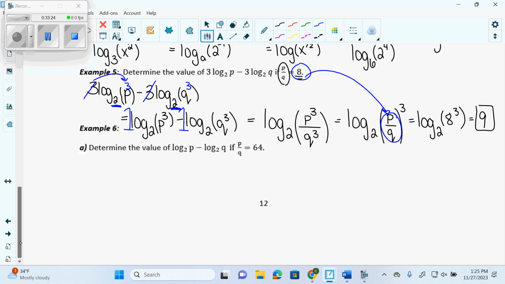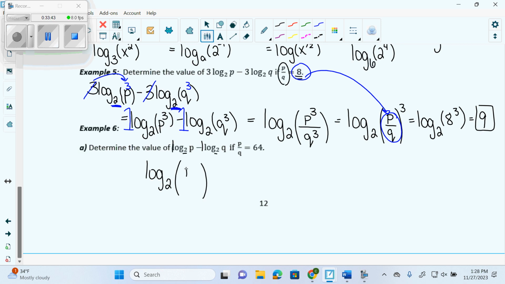I want you guys to try example 6, ABC. Okay, so this one is log base 2 of p, log base 2 of q, both base 2, and 1's in front. So this one's easier than the previous one. We can put them together. We get log base 2, because there's a plus 1 in front, p goes in the numerator. Because the minus 1 in front, q goes in the denominator. And I could take out pq and replace it with 64. So I get log base 2 of 64, which equals 6.